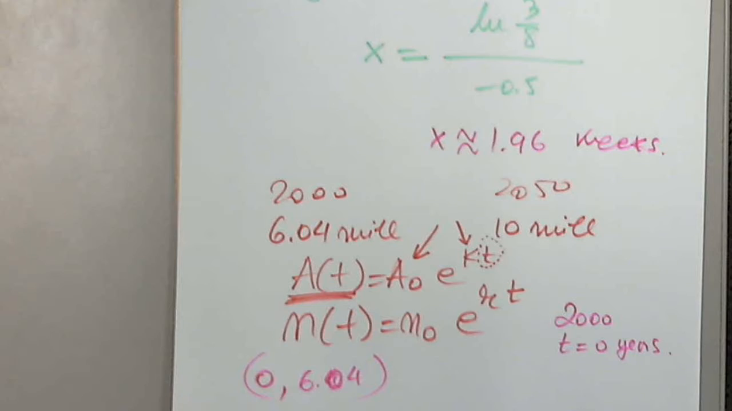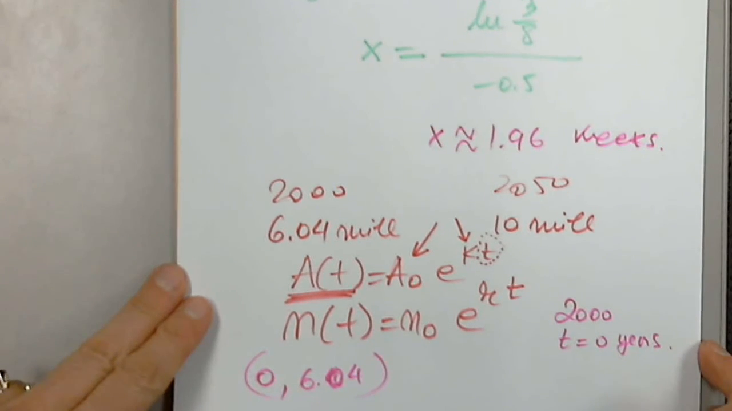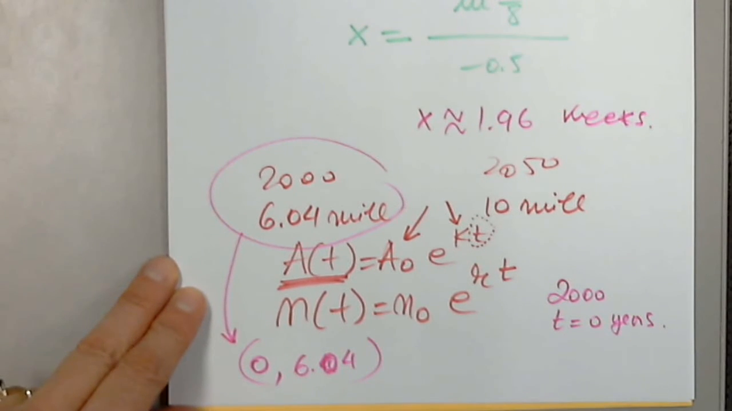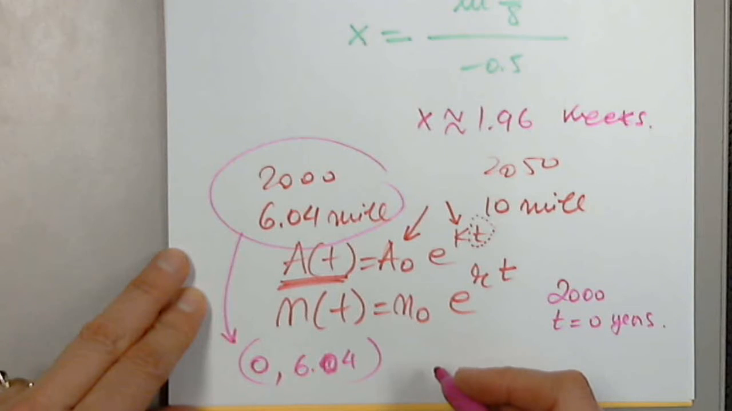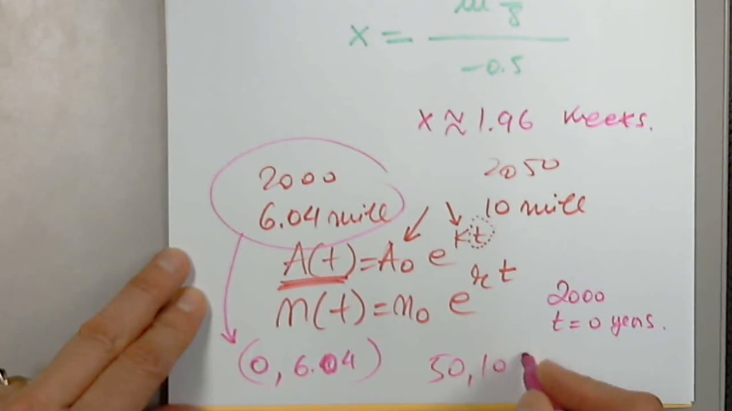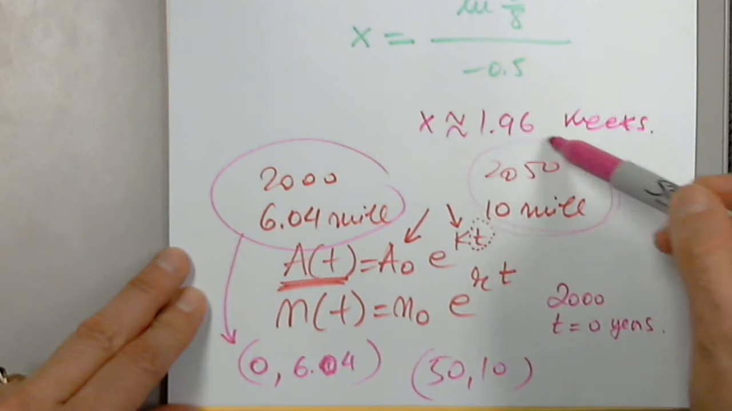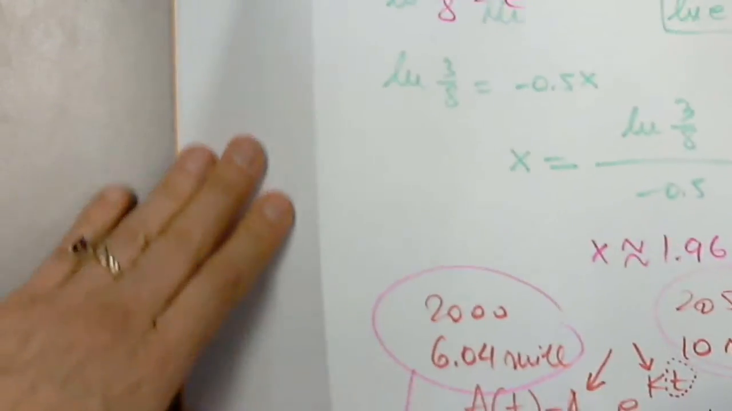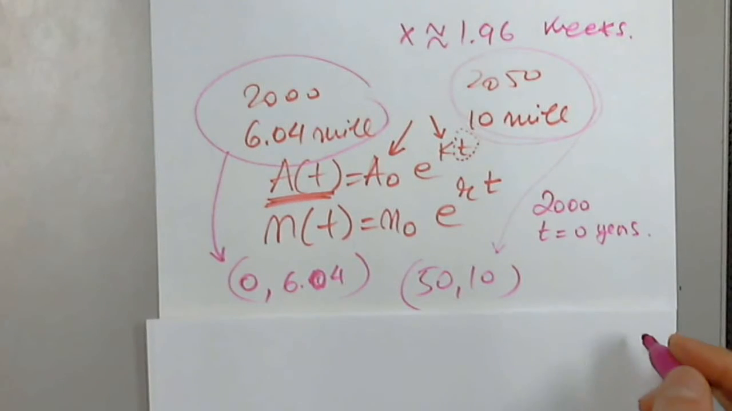Okay. What else are we given here? So this is the information coming from this piece. What else is given to us? 50, 10. Awesome. Because this is another ordered pair. Perfect. 50 years after 2000, which means t equals 50, and t has to be the independent variable. Time is always the first variable, the independent one. And 10 million number of people. Awesome. Good.